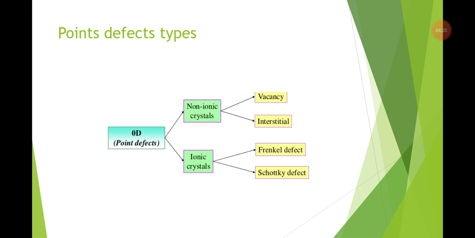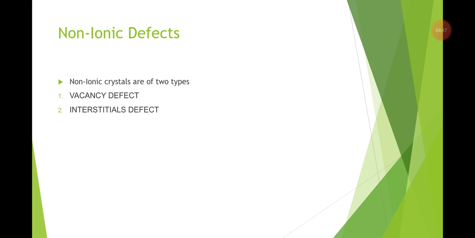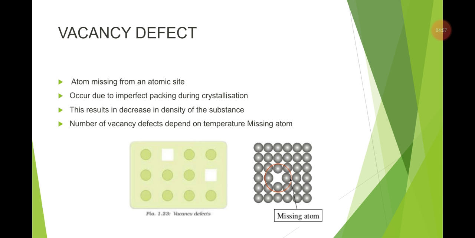Now, point defect types. 0D point defects are divided into two. The first one is the non-ionic crystal, and the second one is the ionic crystal. Non-ionic crystals are further divided into two. The first one is the vacancy defect, and the second one is the interstitial defect. Then ionic crystals are divided into Frenkel defect or Schottky defect. Now the first one is the non-ionic defects. Non-ionic defects are of two types. The first one is the vacancy defect, and the second one is the interstitial defect. Now vacancy defect.